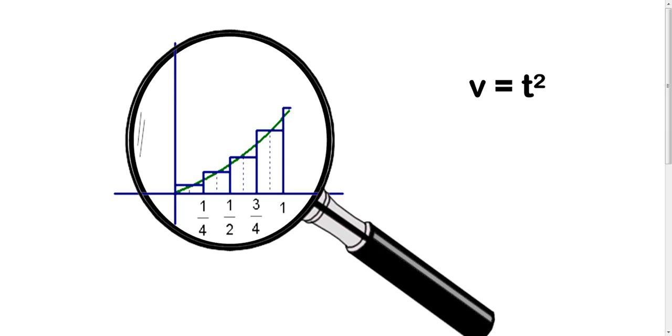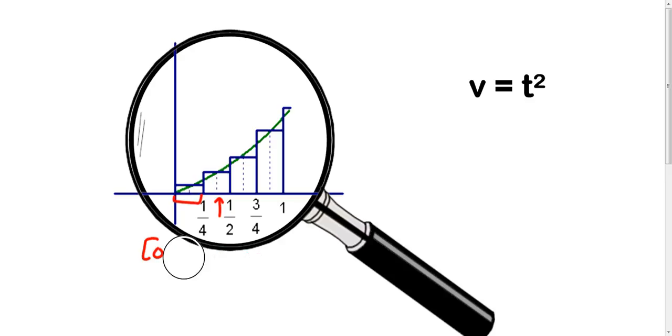Okay, so we're going to zoom in on the area between 0 and 1 second. I divided that area into 4 even intervals. This interval right here goes from 0 to 1/4. This interval goes from 1/4 to 2/4, which is 1/2, and so on.